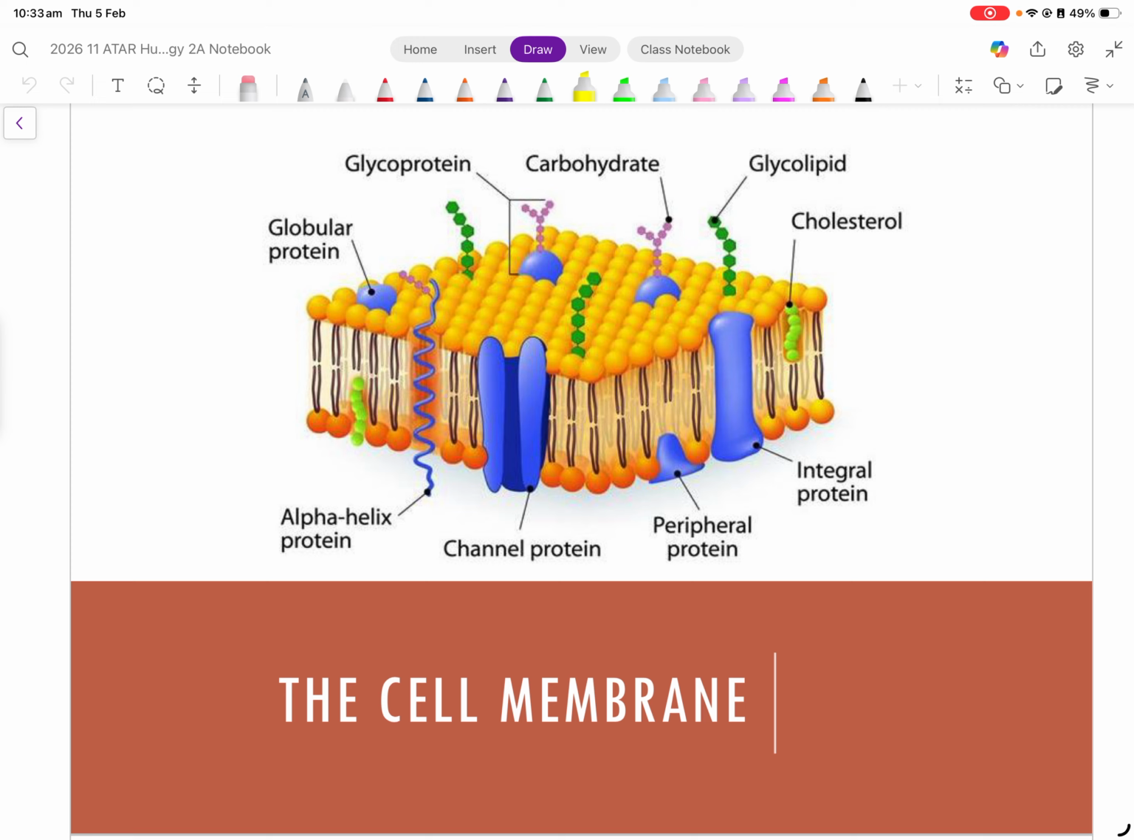So in the last lesson, we looked at the cell and the organelles, or the organs of the cell that are found within. But what we're going to focus on now is what surrounds the cell and keeps it in its particular shape and helps it allow things in and out. So at the top, I've got quite a complicated image of the cell membrane. And what we're going to do in this lesson is just break down what each of these components are.